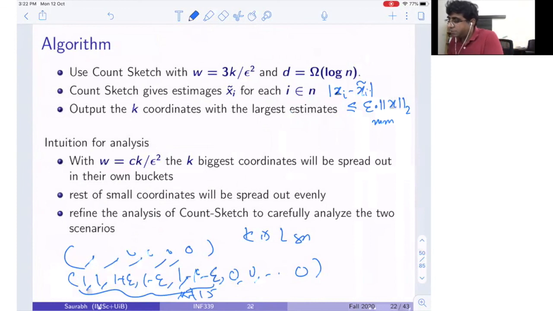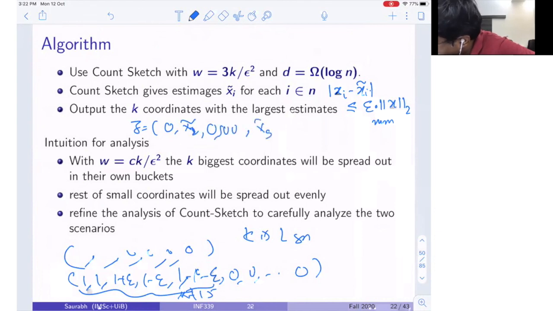Output the k coordinates with the largest estimate. So basically, our z will be some, say, x2 tilde, maybe then 0, 0, 0, 0, x9 tilde, so on and so forth. So some top k candidates, the top k largest estimates, I will put, and the rest I will put at 0, right?